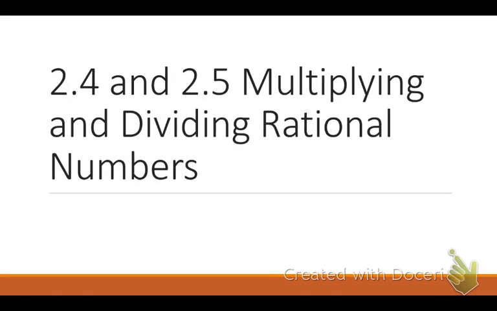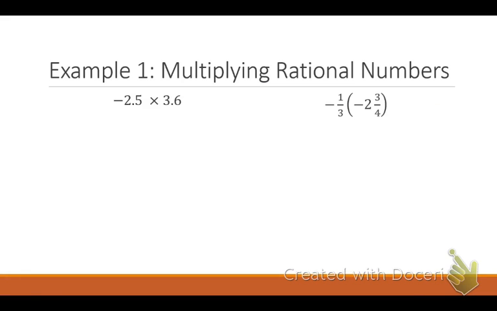Today we're in sections 2.4 and 2.5, multiplying and dividing rational numbers. All right, so in example 1, we're looking at multiplying rational numbers. The first one, it's a decimal. The second one, it's a fraction. So let's focus first on the decimal value.